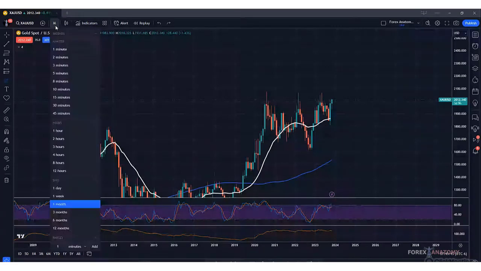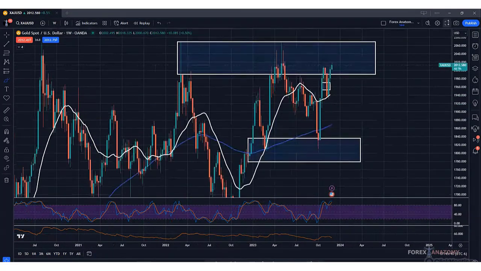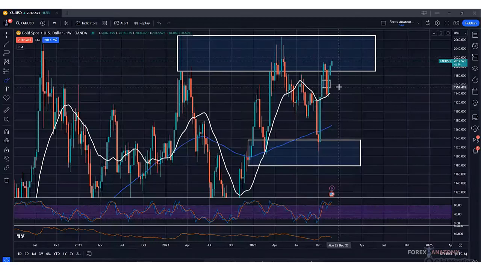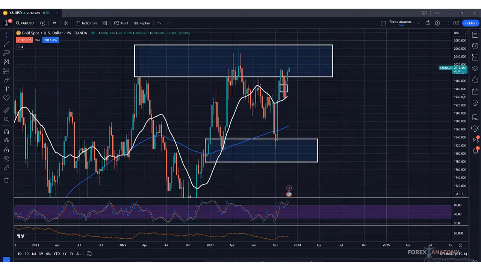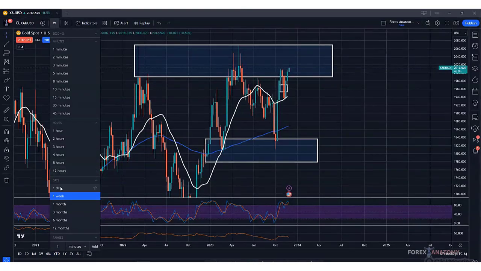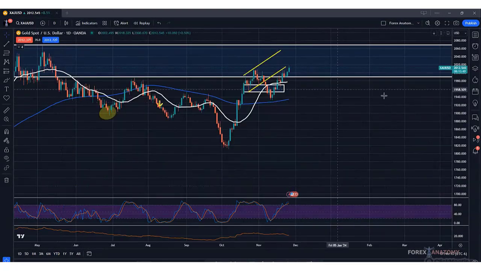If you go to the weekly, same thing. We're still in this bullish environment. We want to look for opportunities to buy. Let me go to the daily, because we already know the weekly is bullish. Let's go to the daily.